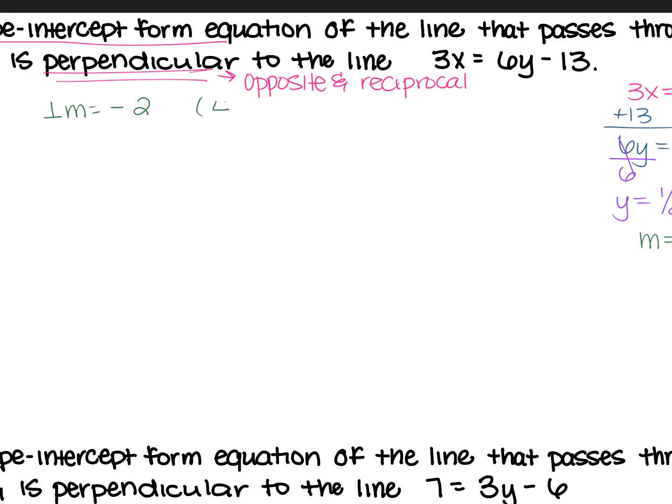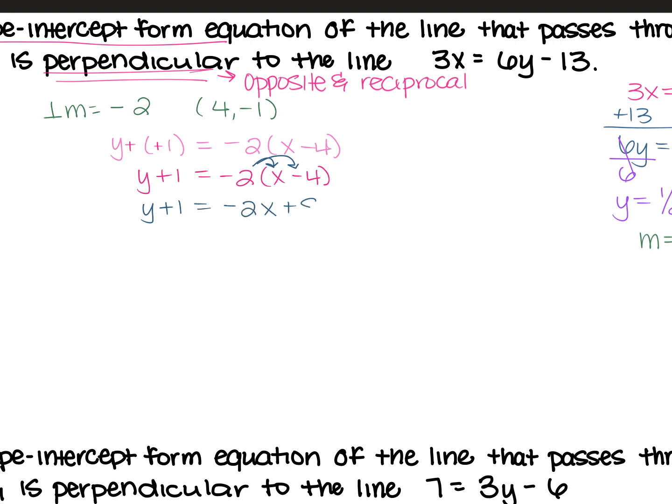You're going to use the point 4, -1, plug it into point slope formula, then turn that into slope-intercept form. So that means you're going to have y minus -1 is equal to -2 times x minus 4. Double negatives, once again, turn into positives. So you have y plus 1 is equal to -2 times x minus 4. Distribute your -2 into your x minus 4. That gives you y plus 1 is equal to -2x plus 8. And then you'll subtract the 1 from both sides, and you'll have y is equal to -2x plus 7.